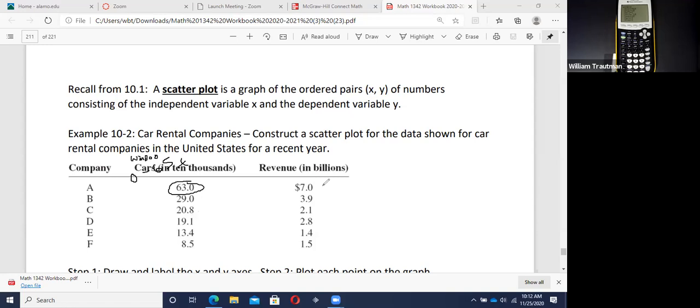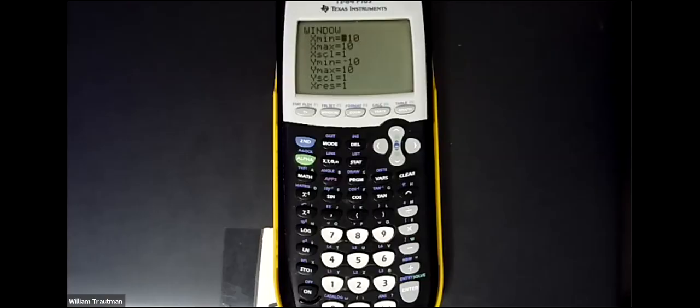You're always going to go a little bit more. My Y values go from about 1 to 7, so I'm going to go 0 to 10 on my Y values. For X, 0 to 65, you can even go 70. It might be easier for you to go 0 to 70 on the X values and 0 to 10 on the Y values.